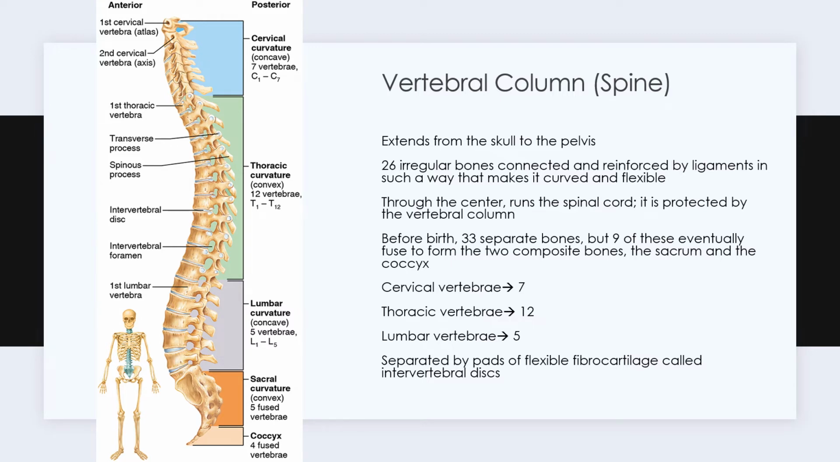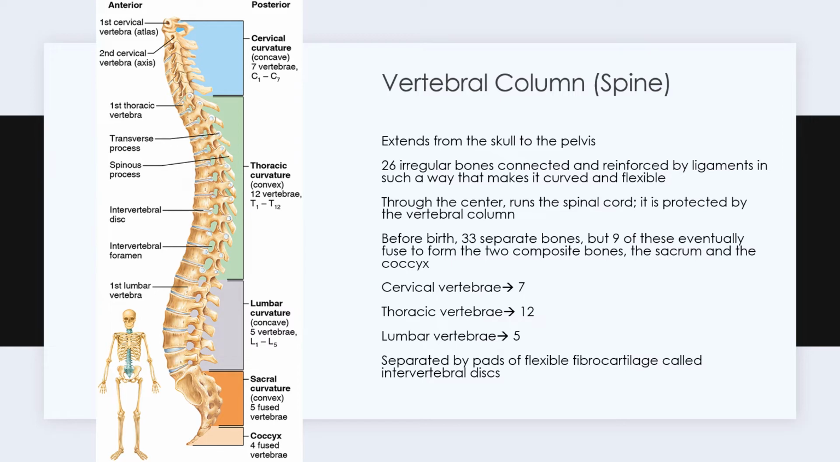The book has you remember them in a pretty good way. The way you can remember how many of each of cervical, thoracic, and lumbar there are is by remembering common meal times. You eat breakfast at 7 a.m., lunch at noon, dinner at 5: 7, 12, and 5. Your spinal column will extend all the way from the skull down to your pelvis. Before birth, it consists of 33 separate bones, and then down here at the bottom, 9 of them or so will fuse to become the sacrum and the coccyx.